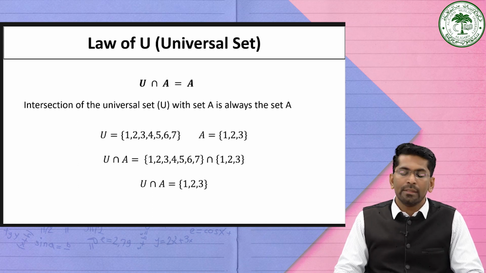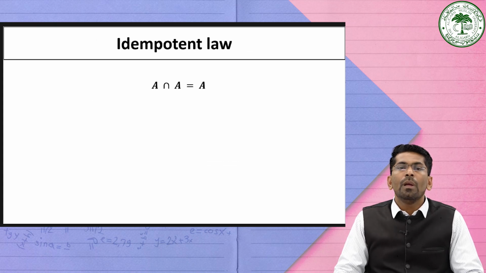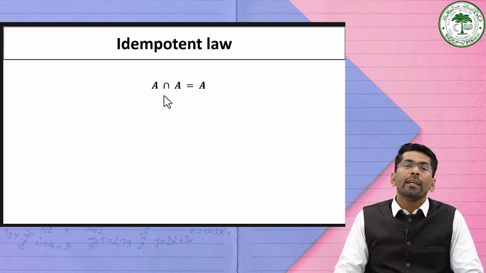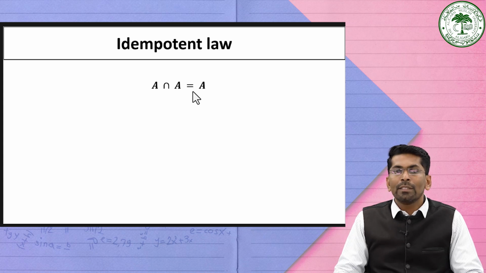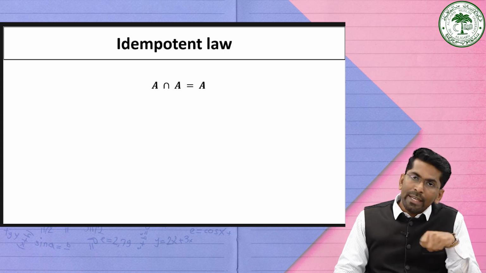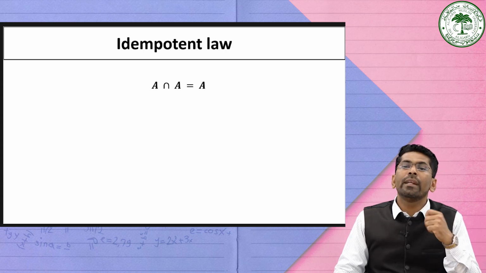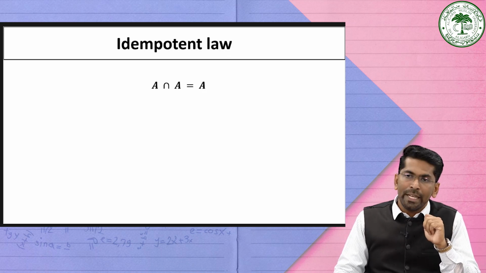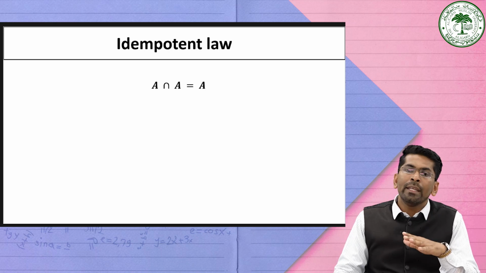Now we have another law related to the intersection of sets, the idempotent law, that is A intersection A is equal to A. This law states that the intersection of any set, for example set A, with itself always reproduces set A. The operation does not change the set and it remains the same.